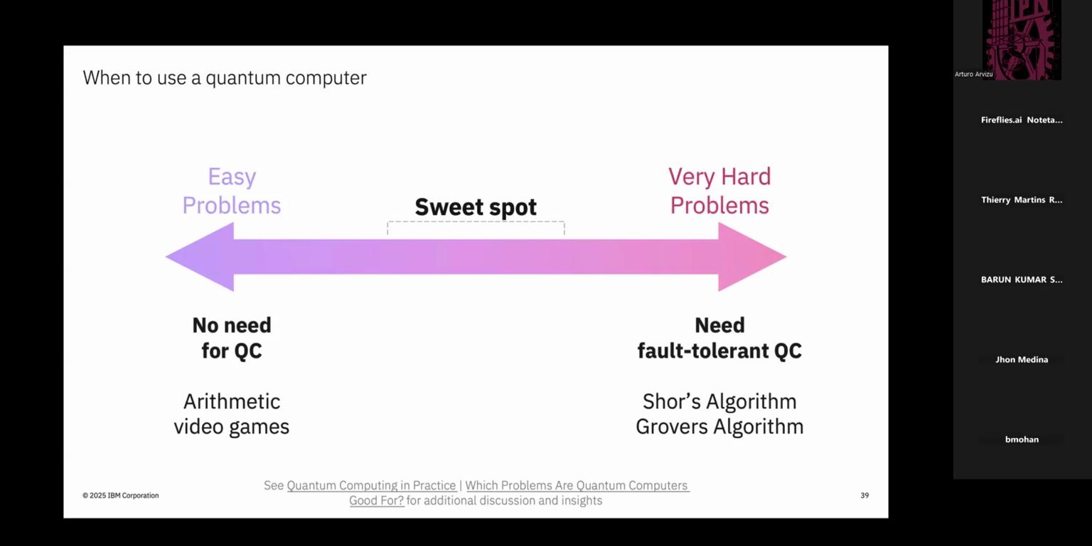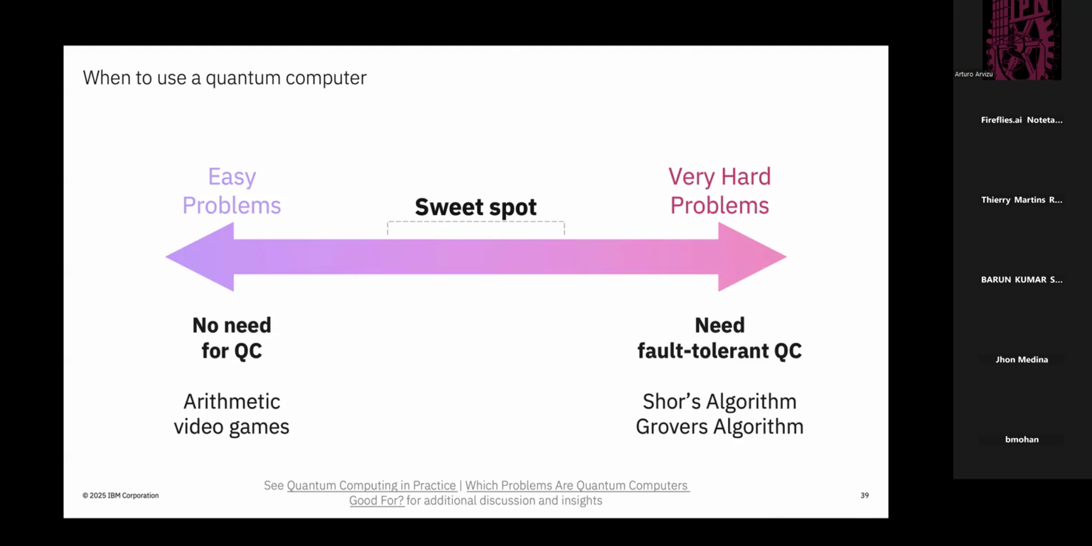On the other side, we know where there are very hard problems, but they require such a large number of quantum operations that they'll incur too much error, so that if we were to attempt to execute them now, we would just get noise. Those are like Shor's algorithm for factoring, Grover's algorithm for any kind of large system.